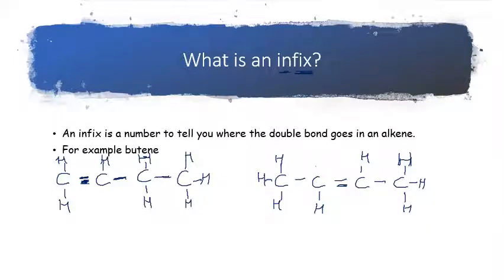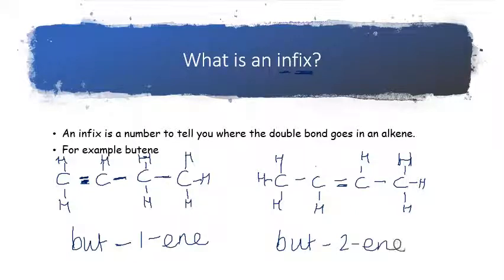So where is the double bond fixed in this molecule? Well, it's fixed after carbon number 1. So we would call it but-1-ene. And this one over here, well, the double bond is fixed in this molecule after carbon number 2. So we'd call this but-2-ene. And that number that's been placed in the formula here and here, well, that's known as an infix.